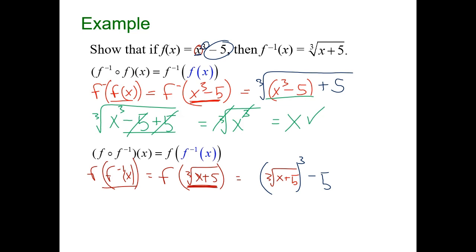Well, the same thing kind of happens as before. If I have third power and third root, those are going to cancel, leaving me with x plus 5 minus 5. And then when I go to combine like terms, if I have a positive 5 and a negative 5, those cancel out to be 0, leaving me with just an x. And so by showing all of these steps, I've proven that these two functions are inverses of each other.